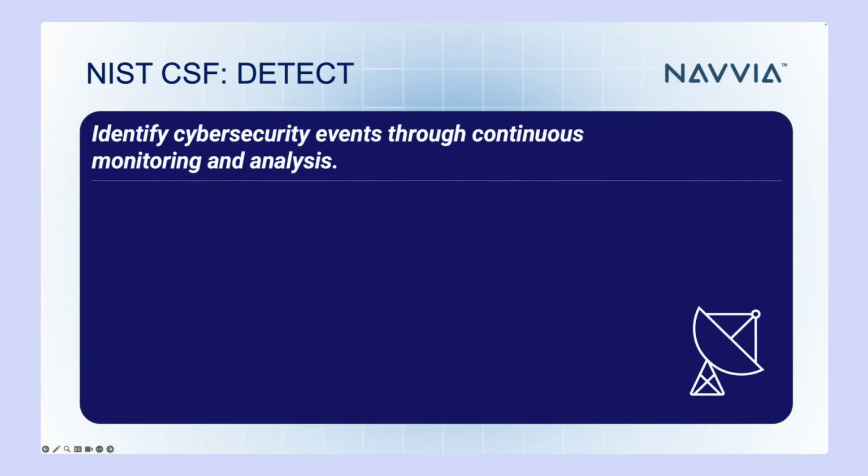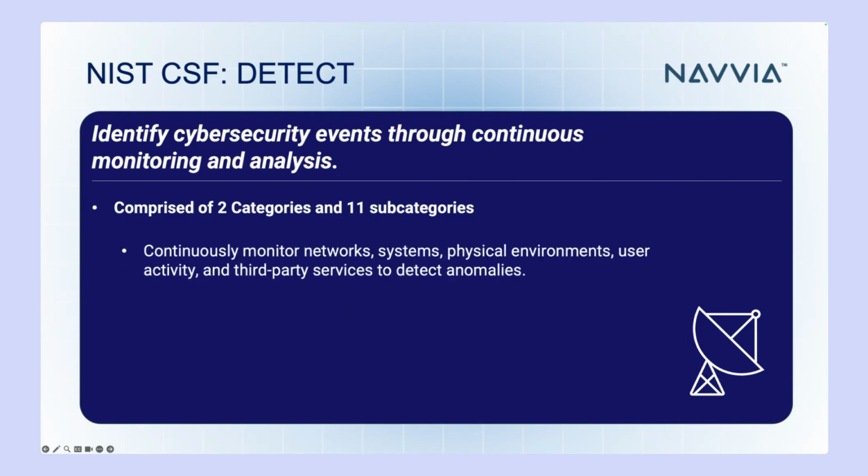The next is Detect. So you've identified things, you're protected. Now you have to make sure you identify any cybersecurity threats through continuous monitoring and analysis. So there's 2 categories here and 11 subcategories. So you need to continuously monitor your networks, your systems, your physical environments, your user activity, and third-party services to detect issues.